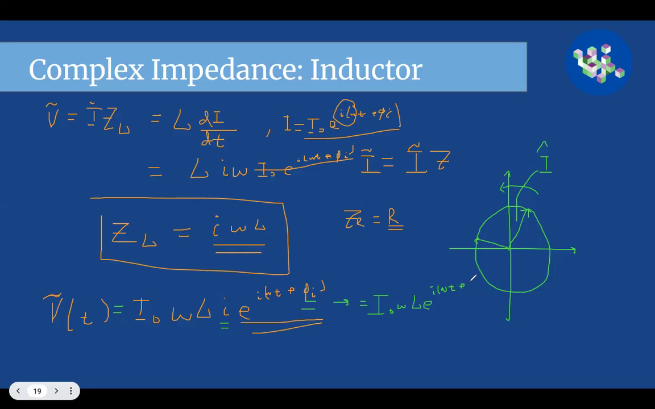So instead of just phi I, it will be phi I plus pi over 2. And then this will be my voltage unit vector. And it's also rotating at an angular velocity of omega.